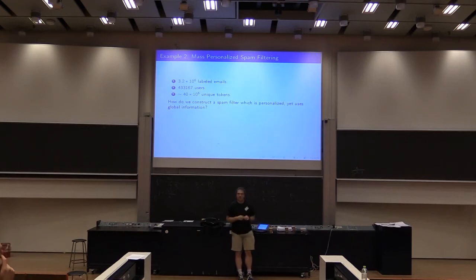So now let me tell you one application of this outer product operation. So the application is mass personalized spam filtering. So let's say we have 3 million emails which are labeled as spam or not spam. And we have 433,000 users. And we have 40 million unique tokens. And so what is a token here? Well, we have some parser that we can run on the email that says, oh, this is a thing.